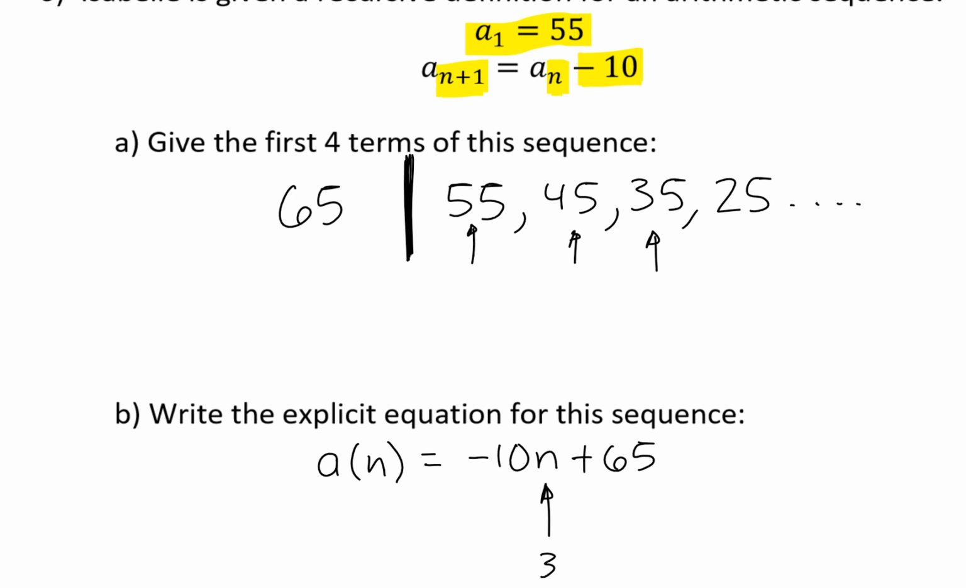So again, when we see relationships that are decreasing by the same amount or increasing by the same amount, it's always this generator value, what you are subtracting, times the term number. And then, of course, we have our zeroth term there.